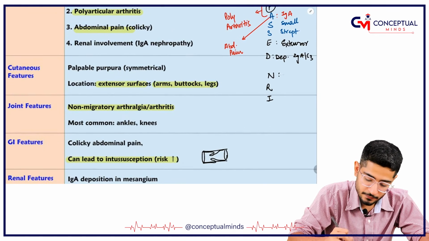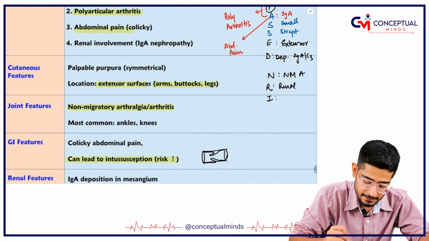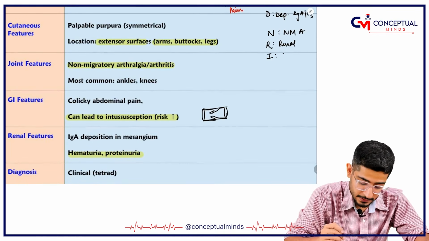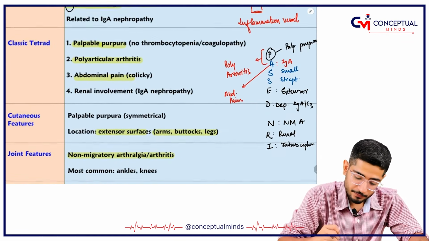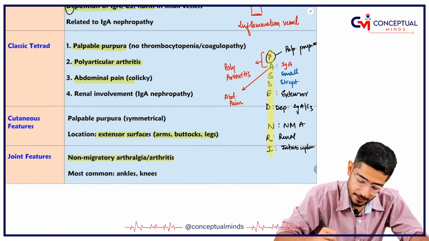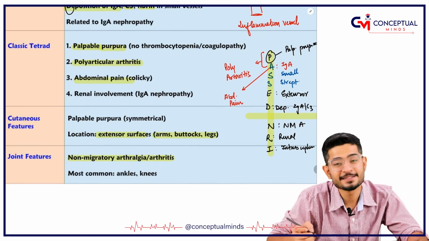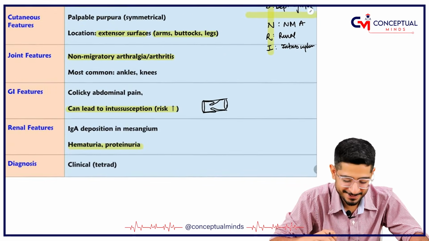What was from N? There is a non-migratory arthralgia. What is R? Renal features. And what is I? I is actually the intussusception risk. Okay, the risk of intussusception is also high. Okay, so the mnemonic as far as of now is passed NRIs. So all the NRIs are passed. You will also be passed.